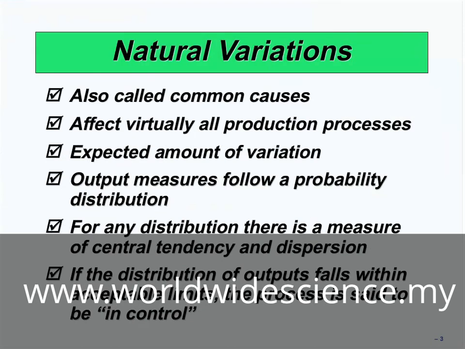Natural variation, also called common causes. Another name for natural variation is common causes. It affects virtually all production processes. It is an expected amount of variation. Output measures follow a probability distribution, and for any distribution, there is a measure of central tendency and dispersion. If the distribution of outputs falls within acceptable limits, the process is said to be in control. We will become familiar with the concept of distribution in the future.